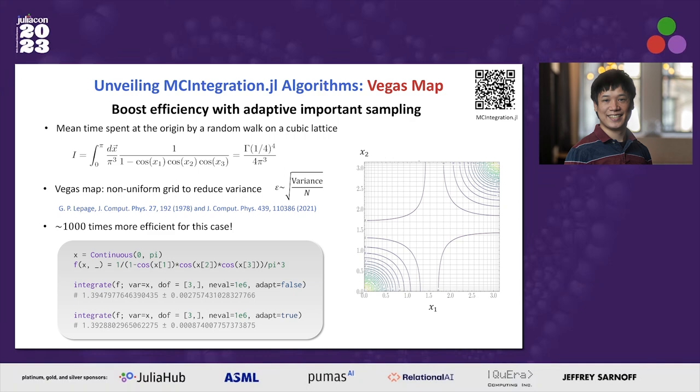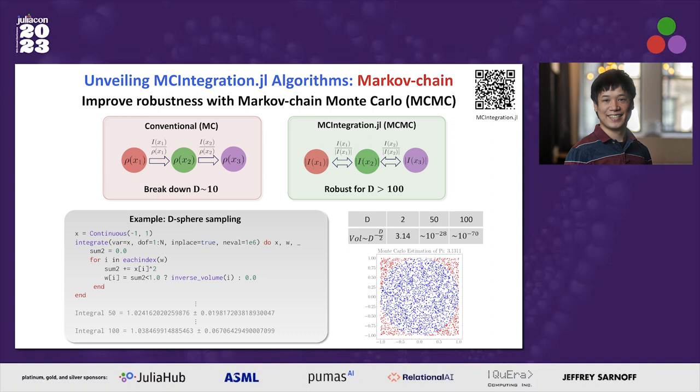And in addition to the Vegas map, we use another important sampling technique to make the calculation very robust, even if there are like 100 or 1,000 dimensions. This technique is a Monte Carlo algorithm. And this is because the Vegas map can fail if the dimension is extremely high. For example, if you generalize the pi estimation example to d dimension.